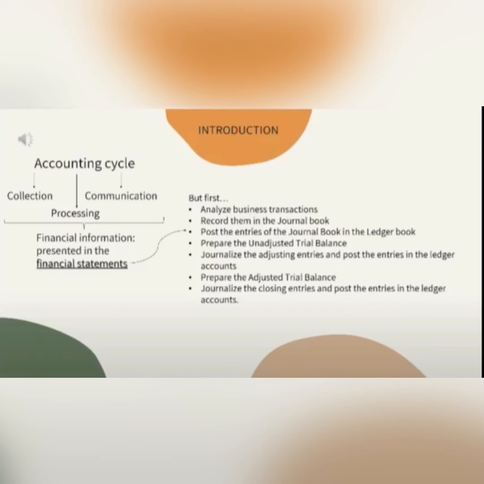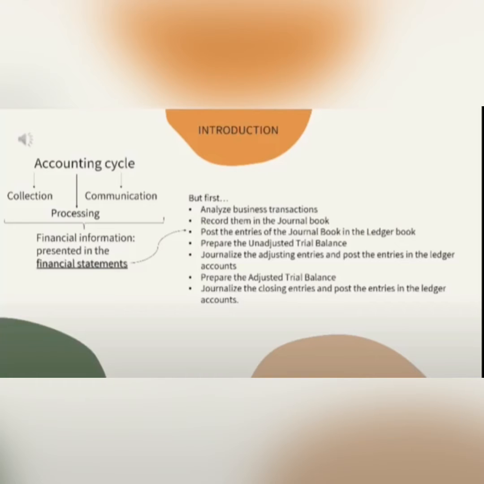The accounting cycle or accounting process comprises a series of procedures regarding the collection, processing, and communication of financial information. The financial information is presented in the financial statements. However, before they can be prepared, the accountants need to gather information about business transactions and record them to come up with values to be presented in these reports. The journal book and the ledger book.